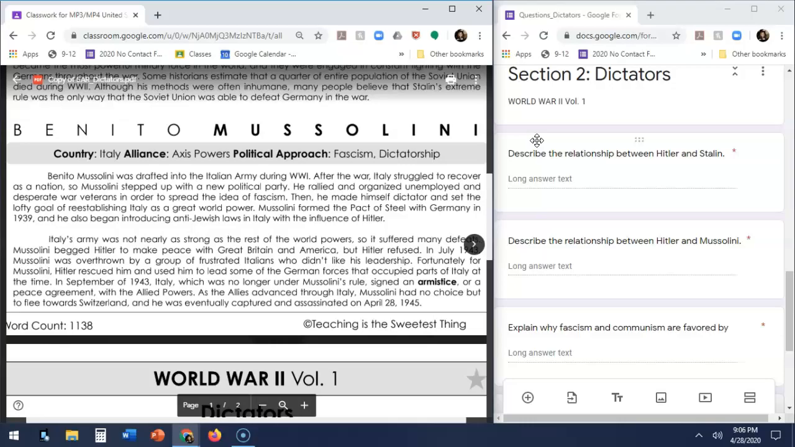Fortunately for Mussolini, Hitler rescued him and used him to lead some of the German forces that occupied parts of Italy at the time. In September of 1943, Italy, which was no longer under Mussolini's rule, signed an armistice, or a peace agreement with the Allied powers. As the Allies advanced through Italy, Mussolini had no choice but to flee towards Switzerland, and he was eventually captured and assassinated on April 28th, 1945.